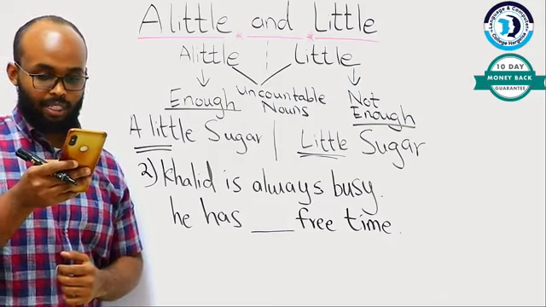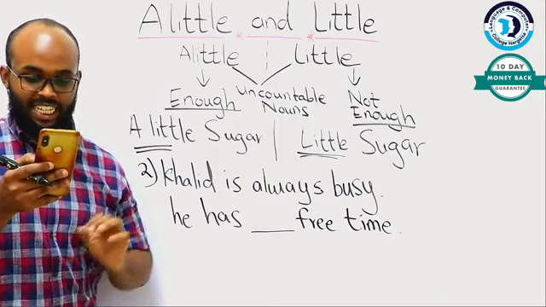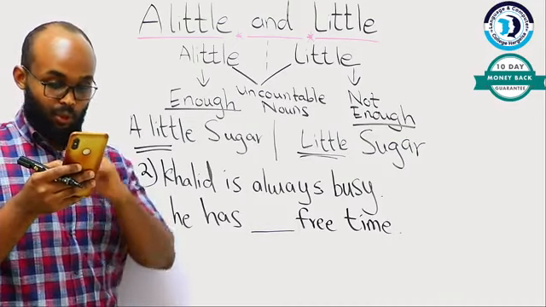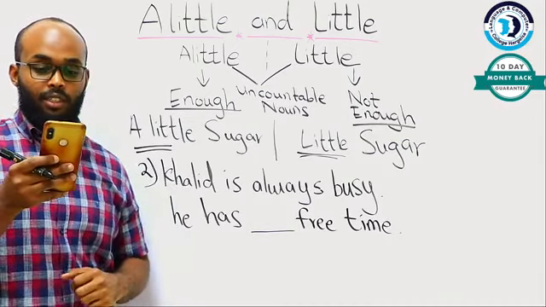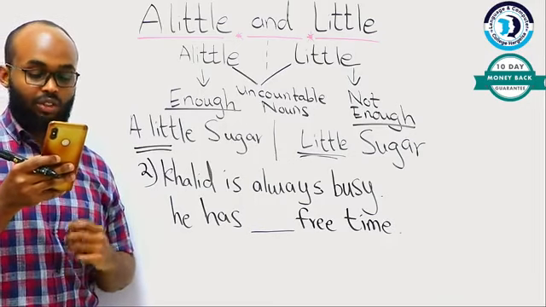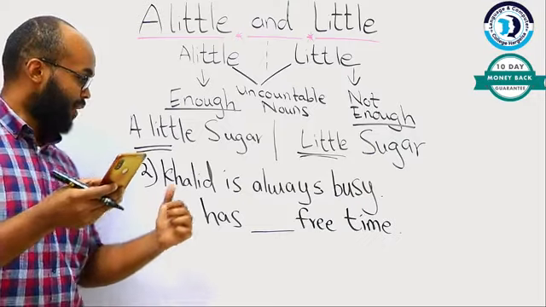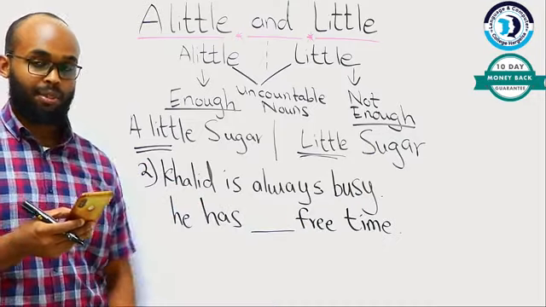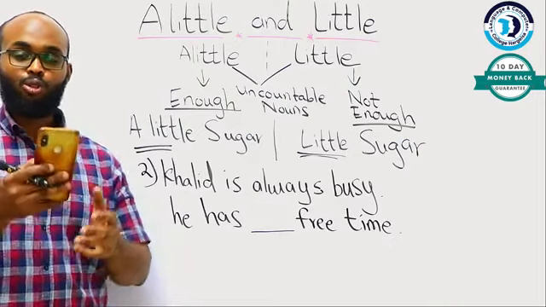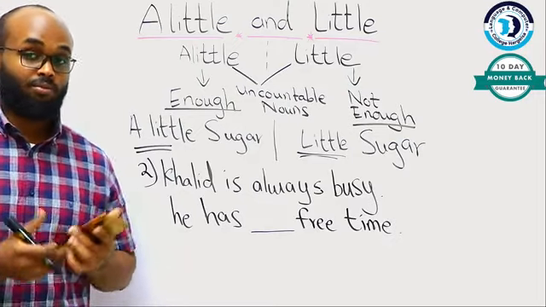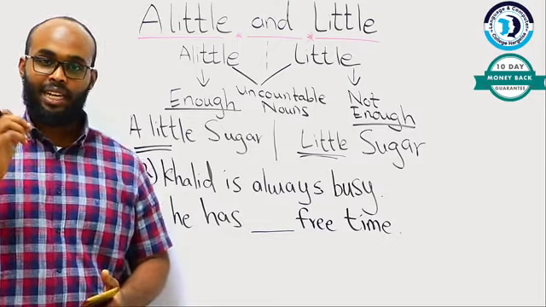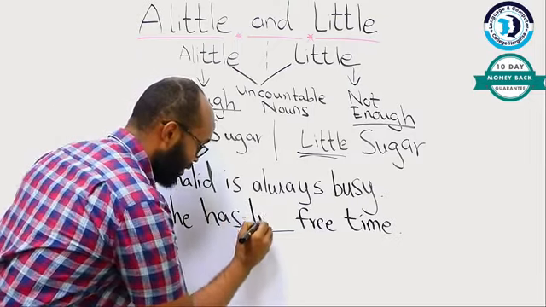Number two, Amin Ali, Abbas, he has little free time. Liban, little. Okay? So number two, the correct answer to number two. Khalid is always busy. Khalid is always busy. So he has very high star. Little time. The correct answer is little time.